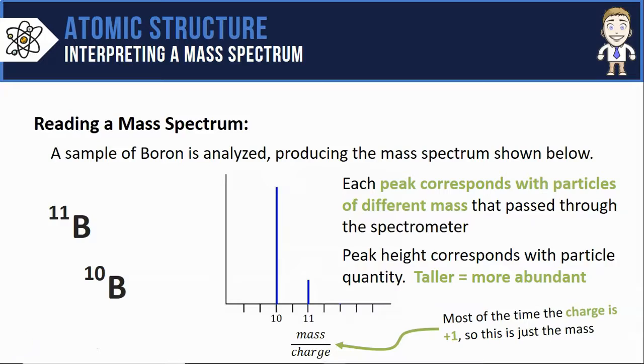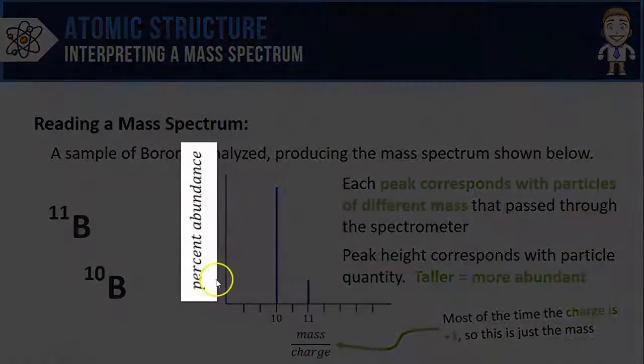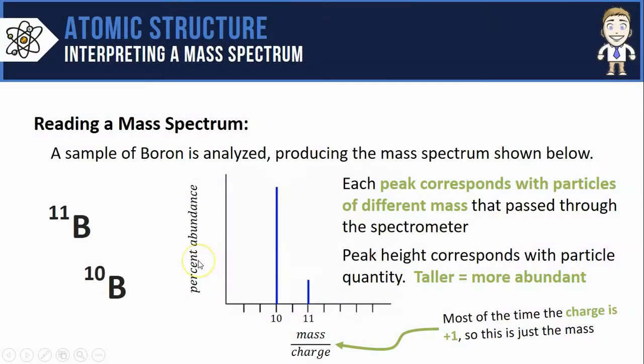This mass spectrum in particular graphs something called percent abundance on the vertical axis. That means not only do I know boron 10 is taller and more abundant, I can follow the height of that peak over to the vertical axis and look up that those boron 10s made up 81.3% of all the atoms in the sample. The boron 11s made up the other 18.7%.